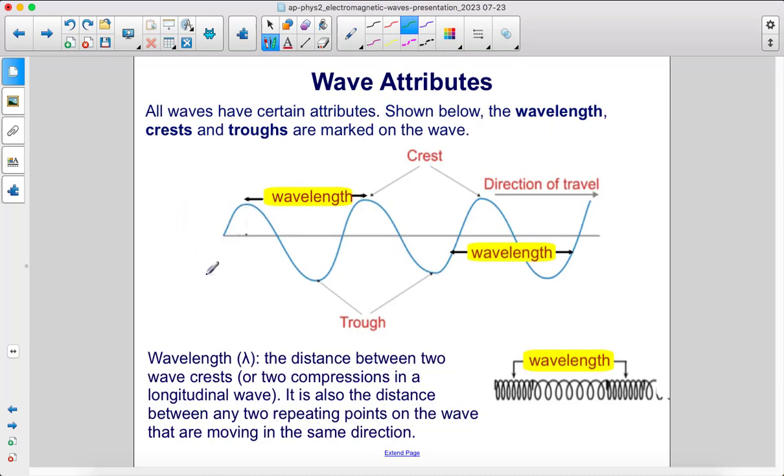All waves have certain attributes. Shown below, we have the wavelength, crests, and troughs marked on the wave. Wavelength, also represented by the Greek symbol lambda, is the distance between two wave crests or two compressions in a longitudinal wave. It's also the distance between any two repeating points on the wave that are moving in the same direction. So from trough to trough, that's also the wavelength. From this random point to that random point, that is also the wavelength.